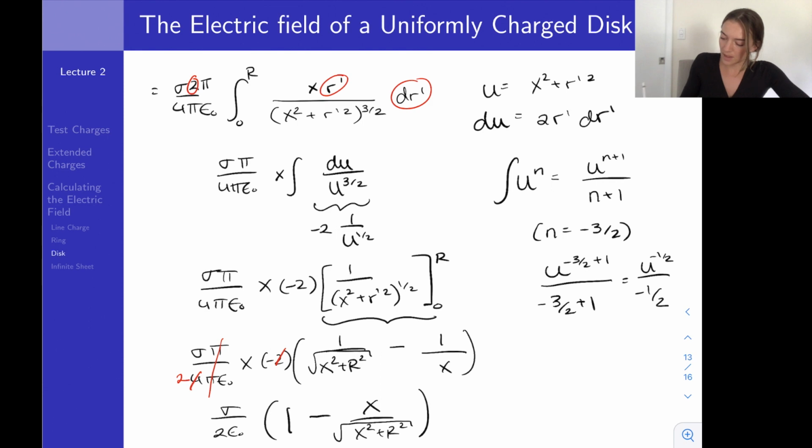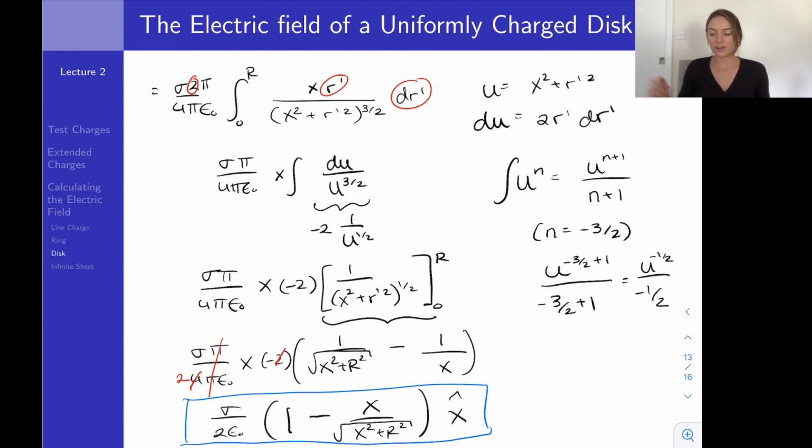All right, and then this is all in the x hat direction, and that is our answer. So this is our electric field, some distance x along that center axis. Okay, so this is probably the most difficult kind of integral we're going to do, where you have a u substitution and you have to do an integral like this. So yeah, no trig substitutions for integrals. This is as advanced as we're going to get for this type of stuff.